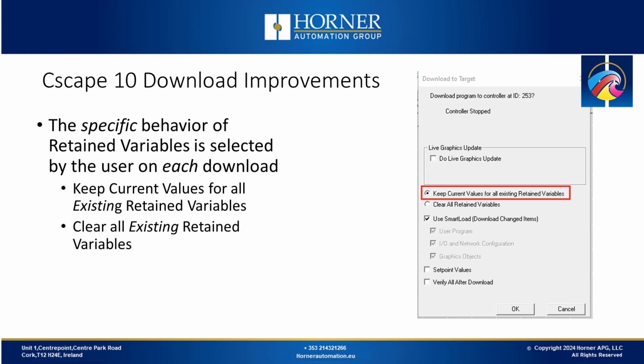There have also been some changes made to the download dialog box that pops up every time a program download is initiated. You will now have two new options in this dialog box. On every download, the user has the ability to keep current values for all existing retained variables, which is the default behavior. Once again, when selecting this option in Cscape 10, you won't have any value mismatches from one download to the next. The second new choice clears all retained values. For example, you may want to do this if you are loading a new program onto a controller that has an existing program on it, and there is some overlap with the variable names between the two programs.